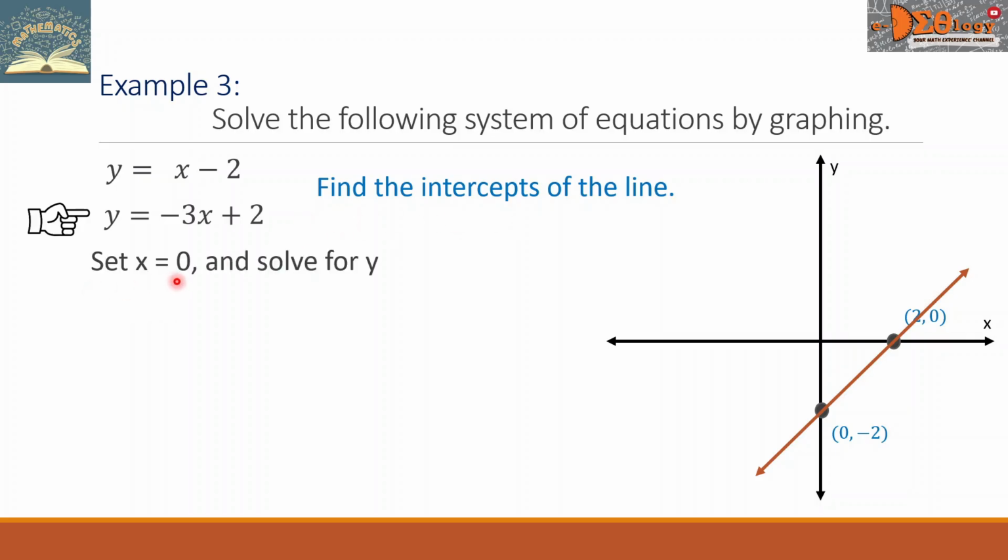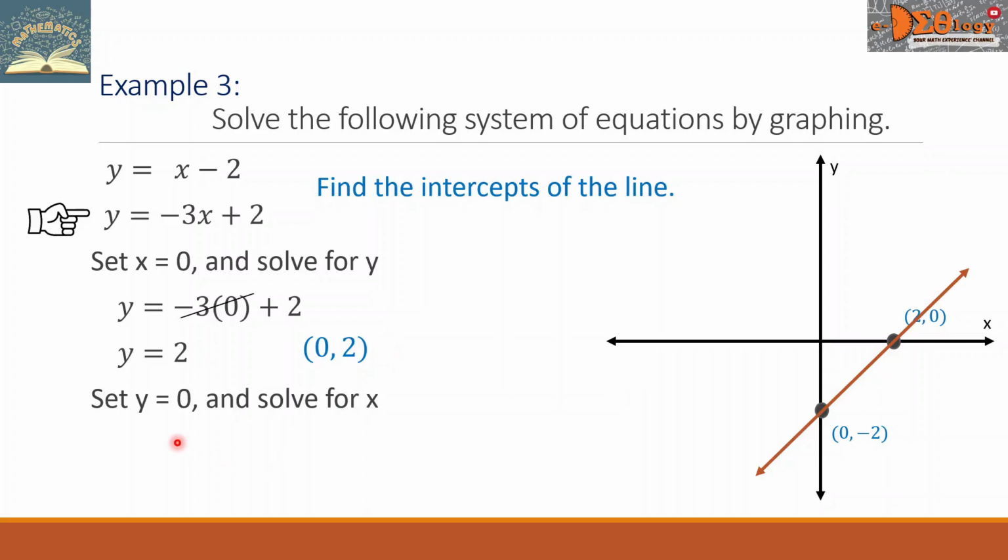We set x equals 0 and solve for y. So this y equals negative 3x plus 2 becomes y equals negative 3 times 0 plus 2. This negative 3 times 0 becomes 0. So y equals 2. The first point is (0, 2), or we say this is the y-intercept.